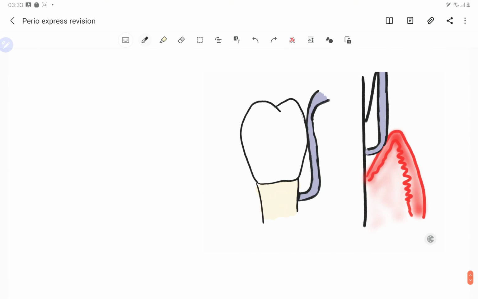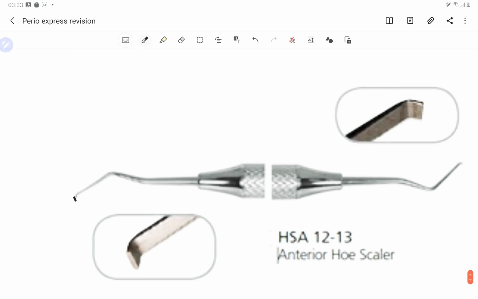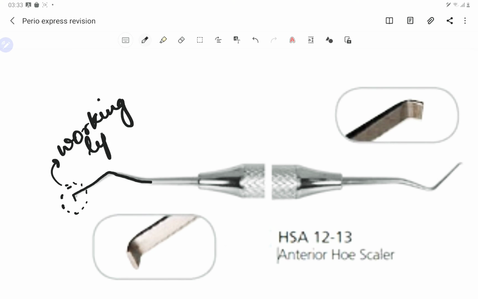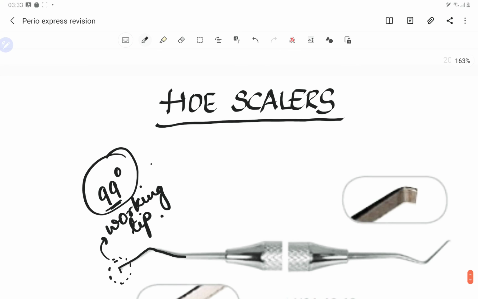So basically, this scaler is like this, guys. As you can see here in the diagram, it is bent. So this scaler is bent at the working tip. So this is the working tip, and there is a bend at the working tip. This is a 99 degrees bend, which is present for the hoe scaler.